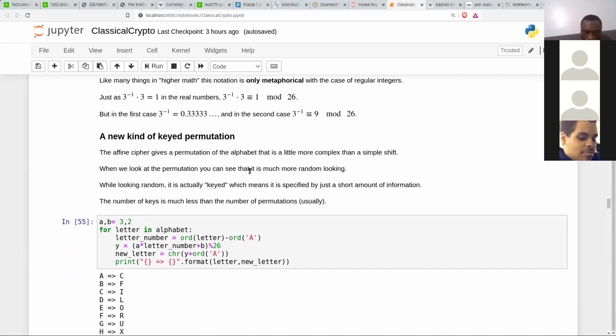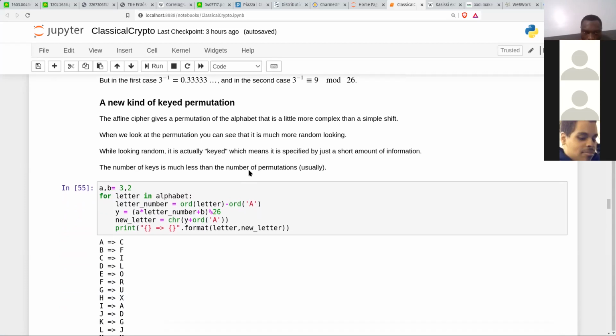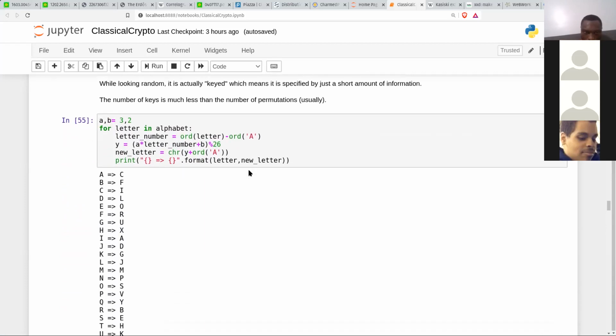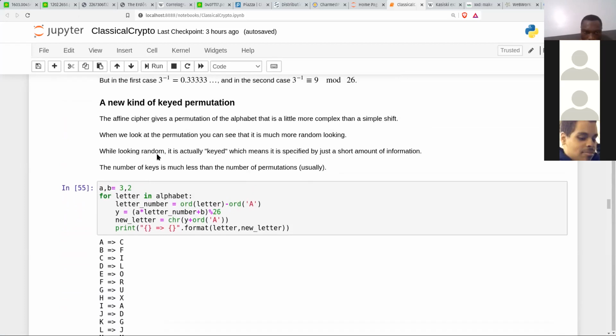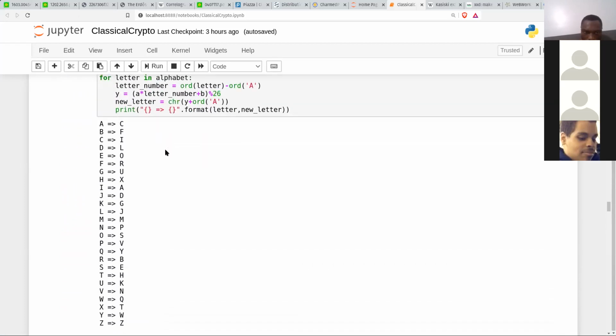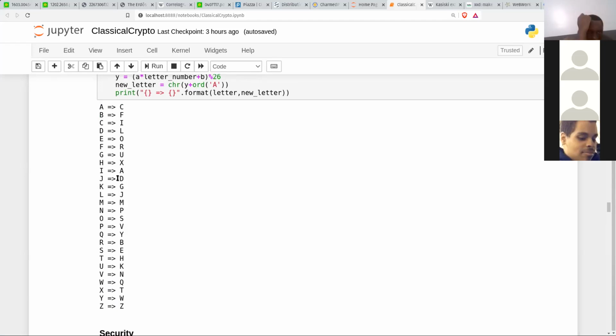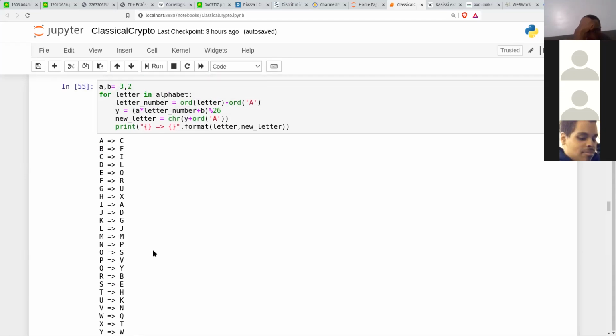Okay. So we can look at the kind of permutation that the affine cipher creates, and you can see that it's much more random looking than the shift cipher. The shift cipher was kind of obvious. It was just a circular rotation of these letters, and they lined up with each other again. But now this looks kind of pseudo-random. My eye doesn't see a pattern, even though we know there is a simple pattern because this is an affine cipher.